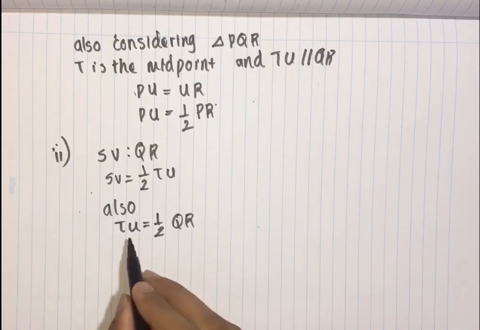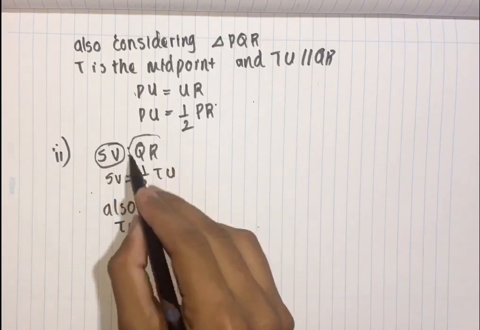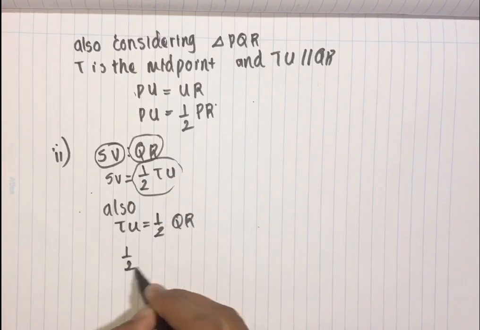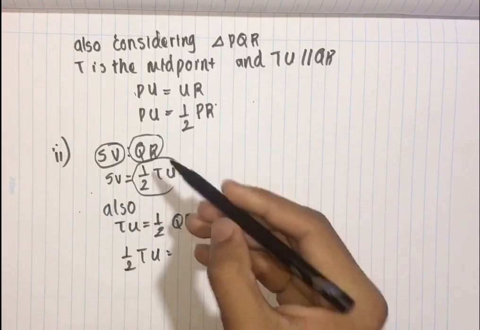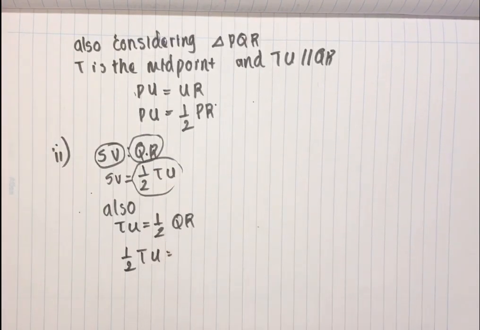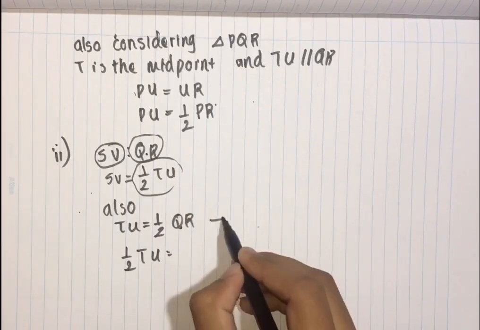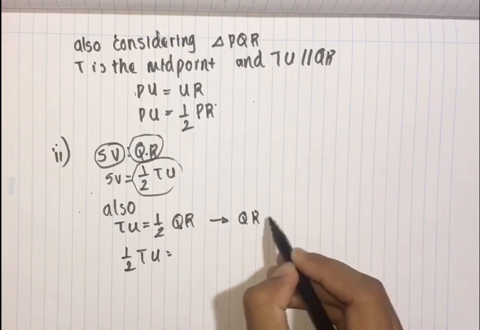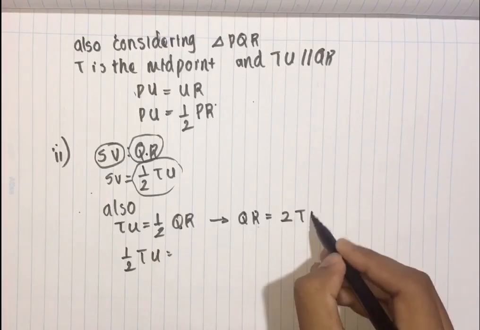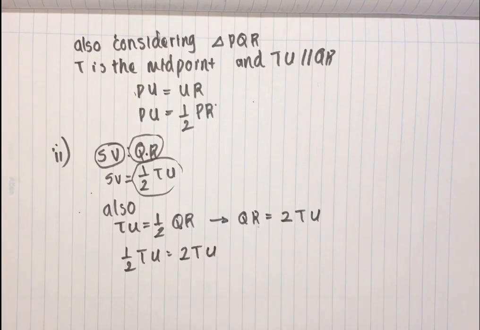Now let me write SV. You have to write the ratio between SV and QR. SV is equal to half TU. Now for QR also you should write in terms of TU such that you can cancel off. Therefore QR is, if you bring the 2 to the other side, 2 TU. Therefore here you can write 2 TU.